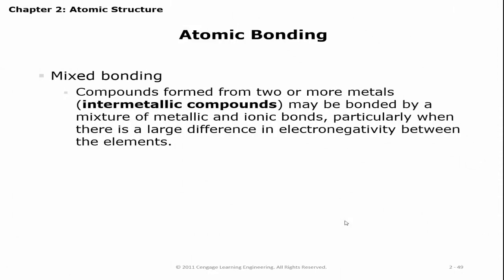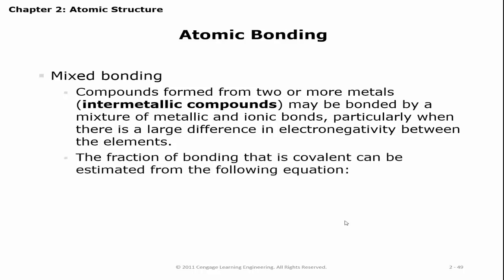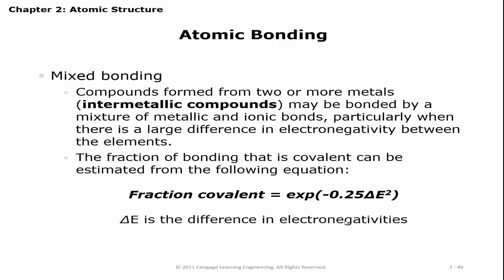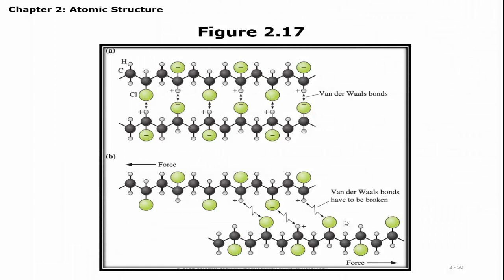For the mixed bonding, it's about compounds that are formed from two or more metals, called intermetallic compounds, that may be bonded by a mixture of metallic and ionic bonds, particularly when there is a large difference in electronegativity between the elements. The fraction of bonding that is covalent can be estimated from the following equation. The fraction covalent equals the exponential of minus 0.25 times the difference in electronegativities, squared.